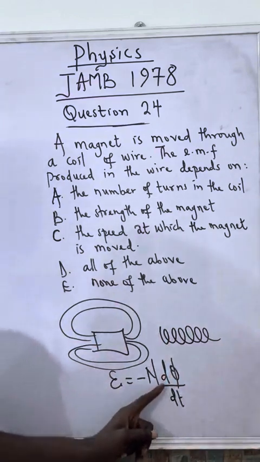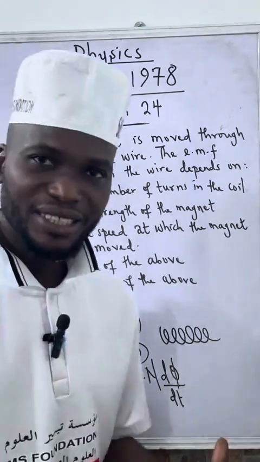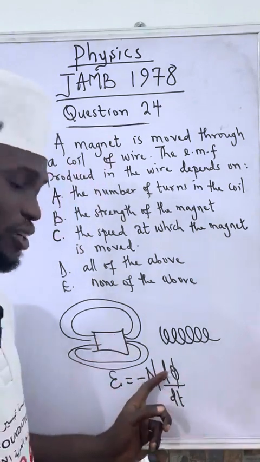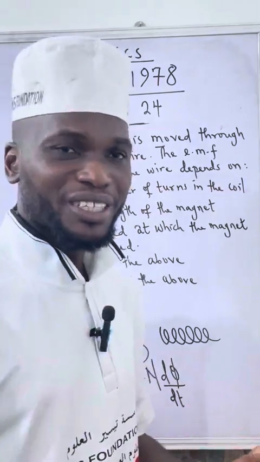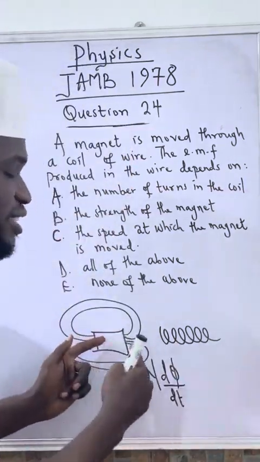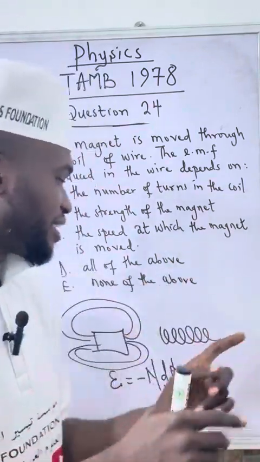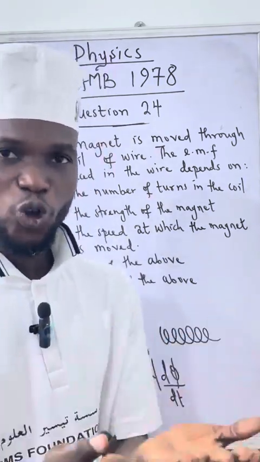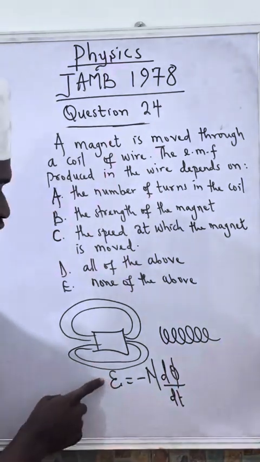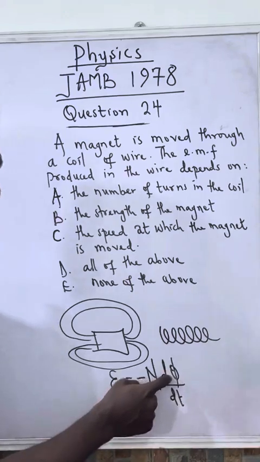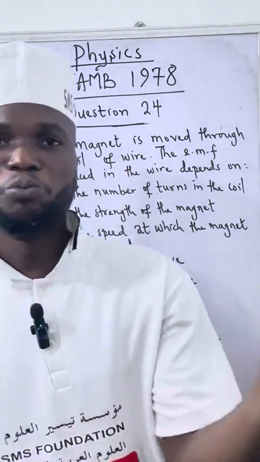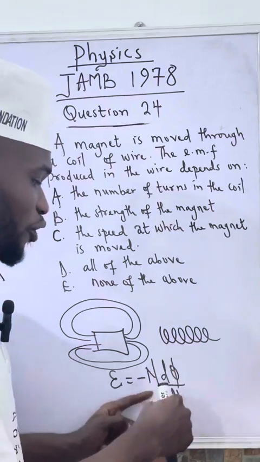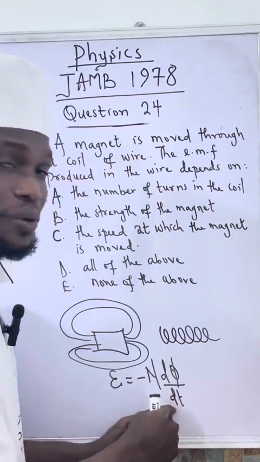But another thing, look at this: d phi dt means the change in the magnetic flux per unit time. If you move the magnet faster, there will be high EMF. But if you move it slower, there will be low EMF. So the EMF also depends on the magnetic flux, and then on the speed with which you move the magnetic field. So how many things now? We have N, the magnetic flux, and the speed.